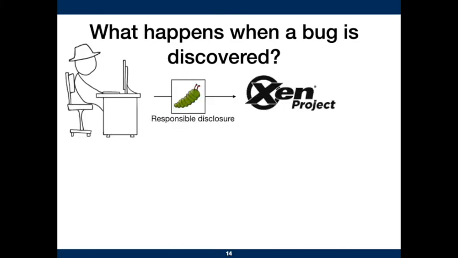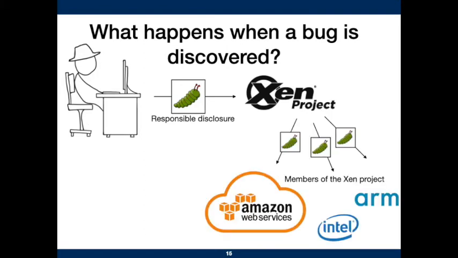So typically what happens is that the bug is responsibly disclosed to the Xen project. Then the Xen project release an XSA, a Xen Security Announcement, to members of the Xen project, usually roughly 2 weeks before the general public release of the bug. And this gives members of the Xen project 2 weeks to perform mitigations.